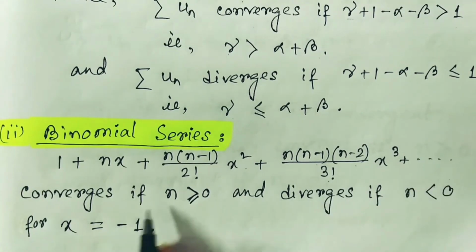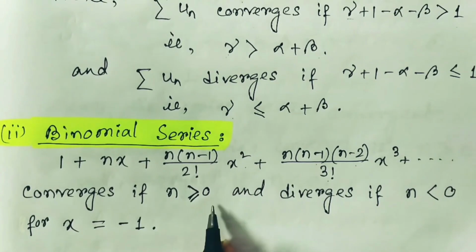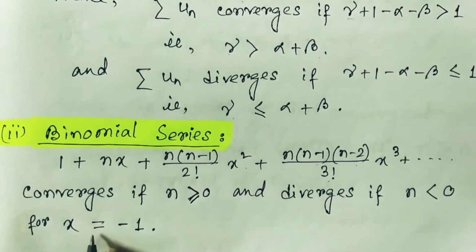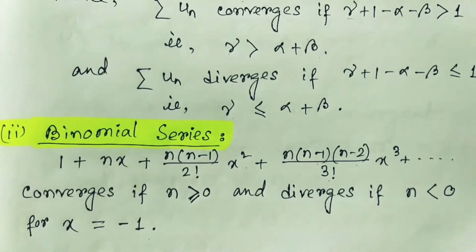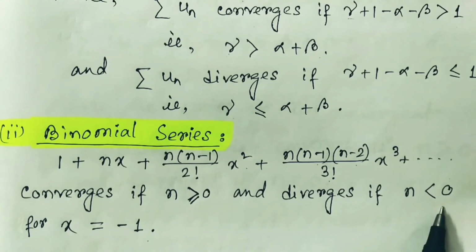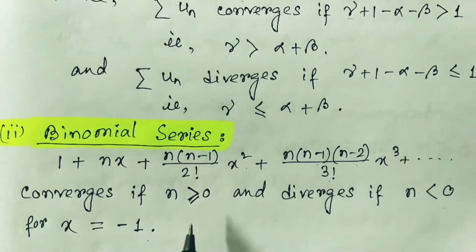So that one converges if n is greater than or equal to 0 and diverges if n is less than 0 for x equals minus 1. When the x value is minus 1, this series diverges if n is less than 0 and converges if n is greater than or equal to 0. That we are going to prove by using this Gauss test.